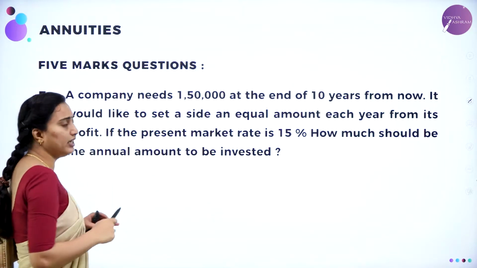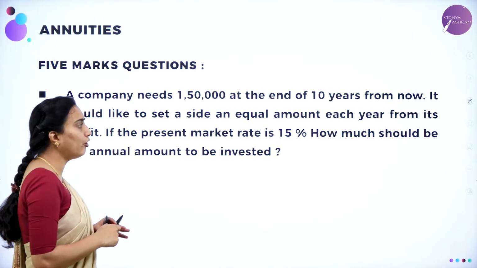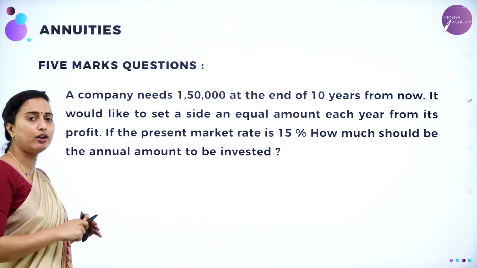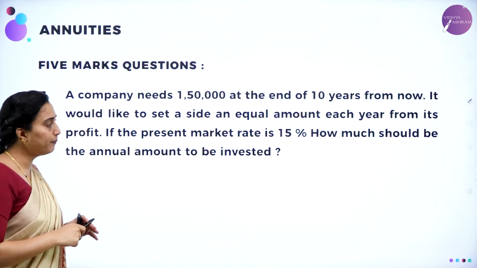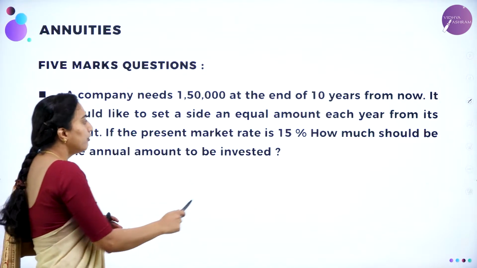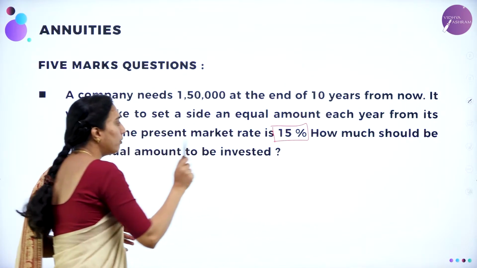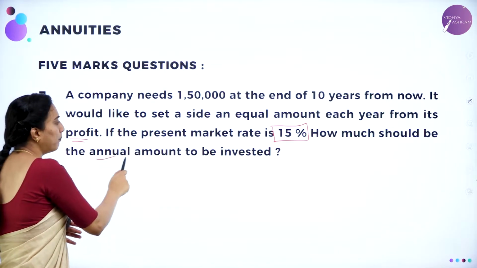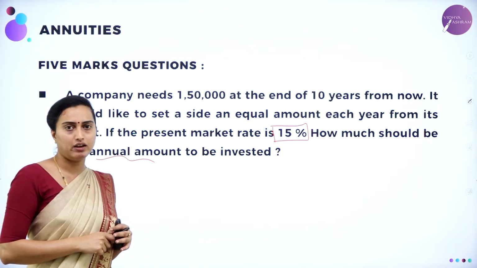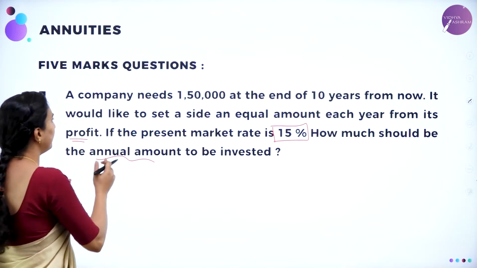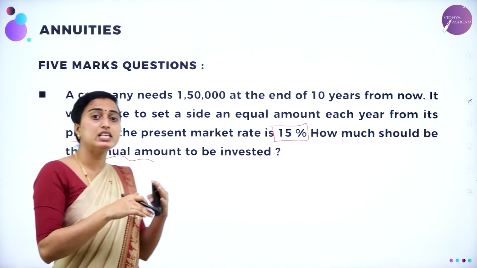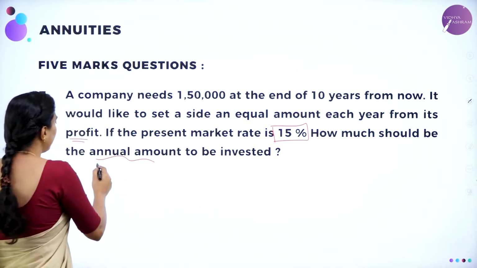Now here, a company needs 1,50,000 at the end of 10 years from now. It would like to set aside an equal amount each year from its profit. If the present market rate is 15%, how much should be the annual amount to be invested? What is the annual amount to be invested, they have asked. The company needs 1,50,000 at the end of the year, so it is considered the future value, correct? Therefore F is given.